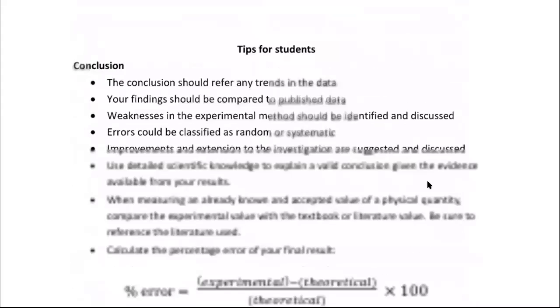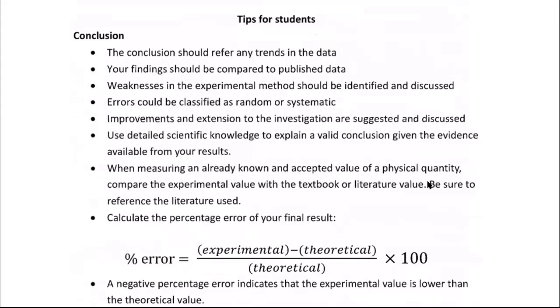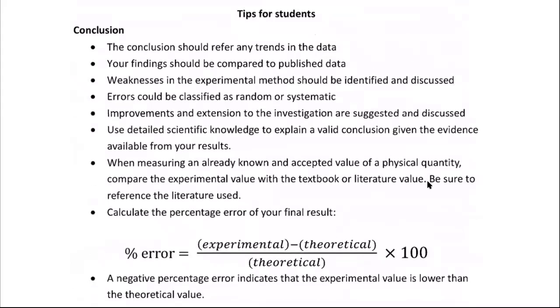So, tips here for the conclusion. If there are any trends in your data, which is why it's good to do a graph so you can see if there are trends, you should refer to them: this increased or this decreased, or maybe it went up and then went back down, whatever happens. You should compare to some sort of published data. That's your accepted value, or your theoretical information. That's where your background research comes in: you've done some research and found something similar to yours that you can compare it to.